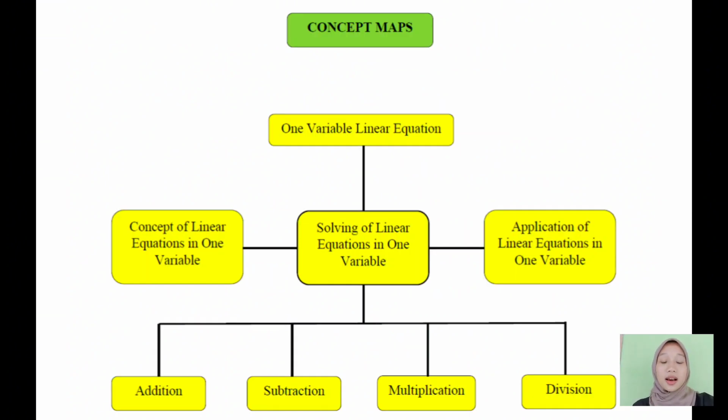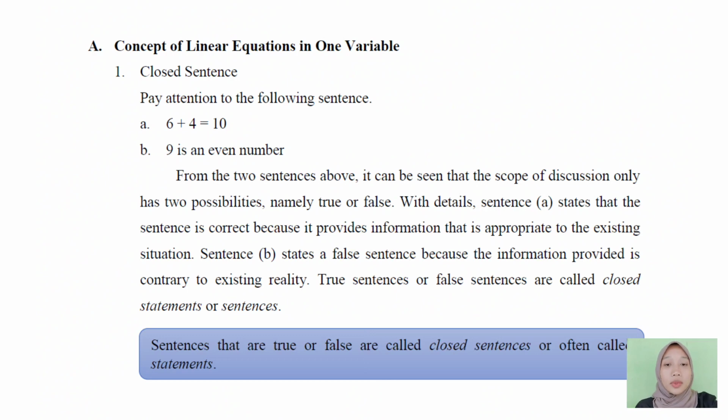In the material on linear equation in one variable, there are 3 sub-chapters that we have to study. The first is concept of linear equation in one variable. Next, solving linear equation in one variable. And the last, application of linear equation in one variable. From the concept of linear equation in one variable, there are 2 discussions, namely closed sentence and open sentence. Number 1, closed sentence. Pay attention to the following sentences.